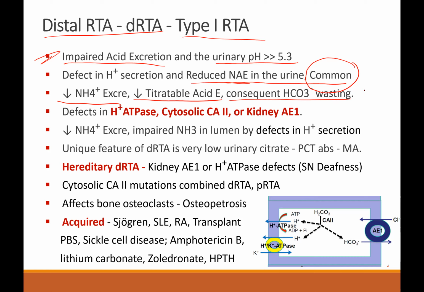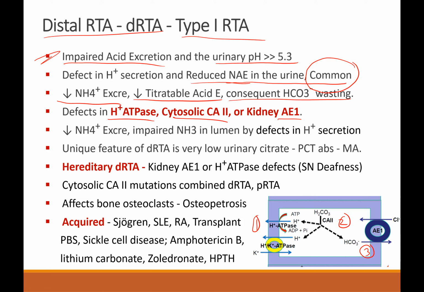What are the areas it can go wrong? 1. H-ATPase. 2. Cytosolic carbonic anhydrase. 3. AE1, the anion exchanger in the kidney. So these are only 3. There are 5 mechanisms there, and 3 mechanisms here. 1. The energy dependent hydrogen channel is not open. There is another channel called the H-K-ATPase. That is not affected, but the H-ATPase is the main defect that is seen. Second one is the cytosolic CA2 and the kidney anion exchanger.